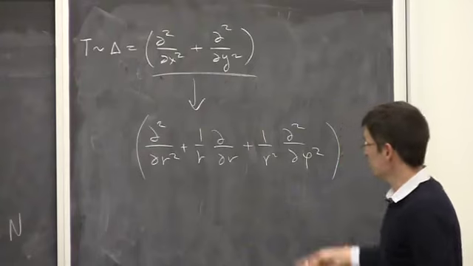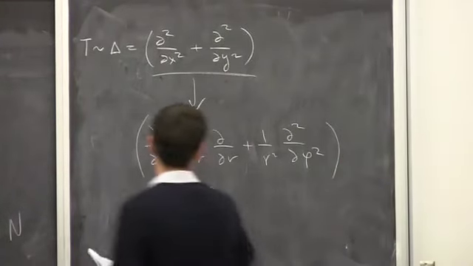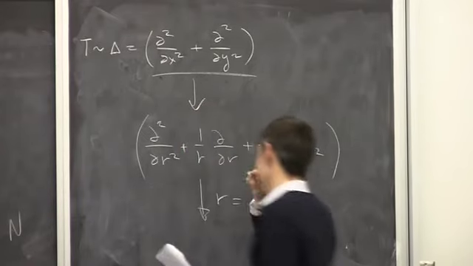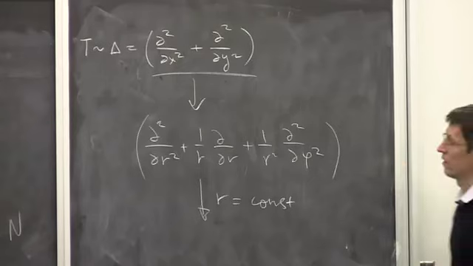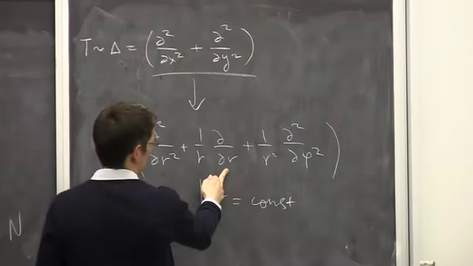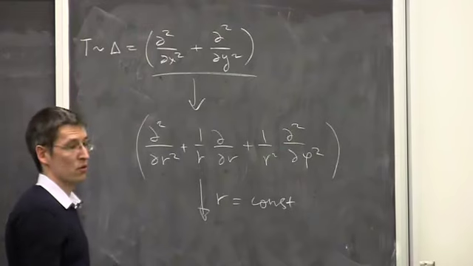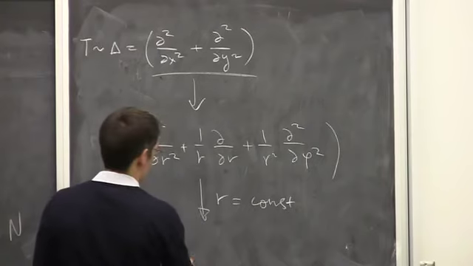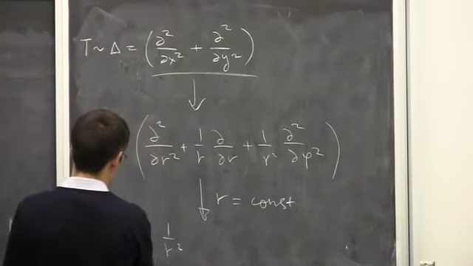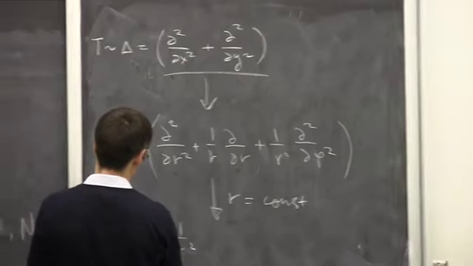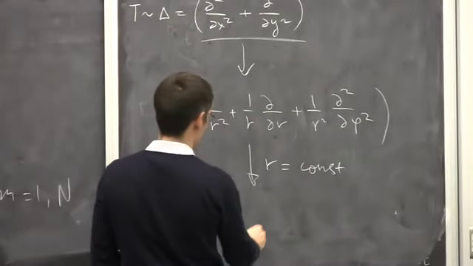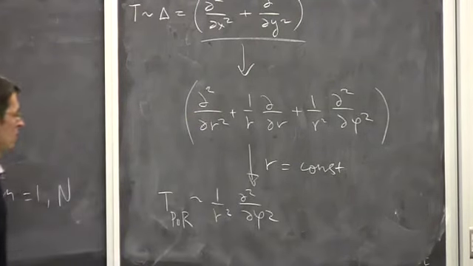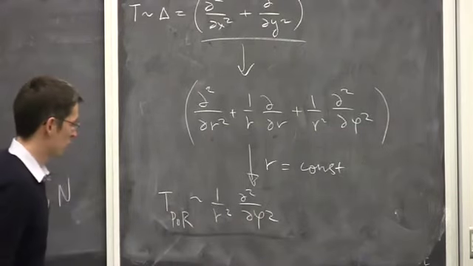Okay? So, all right. Now, this is the full expression, and if r is a constant, that's for a particle on the ring, right? Then all derivatives with respect to r will be gone, because r is constant. And in that case, the expression for the kinetic energy for a particle on the ring will be proportional to 1 over r squared d squared d phi squared. Okay? And that's the Hamiltonian, which we'll be working with.